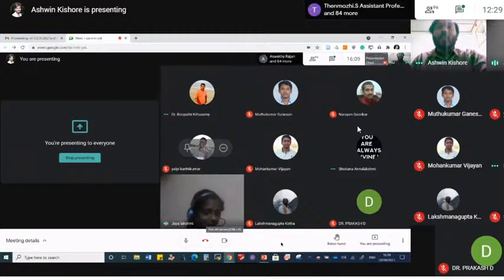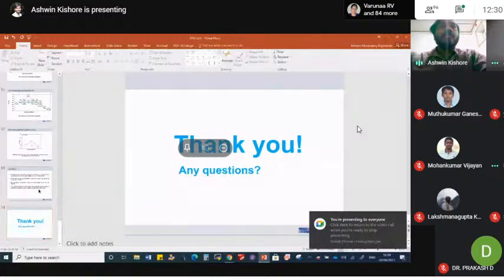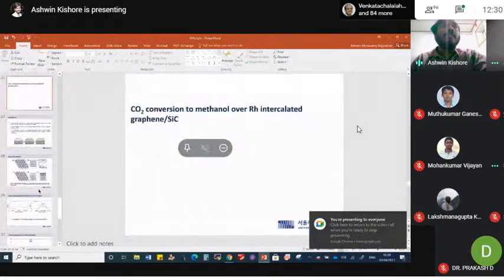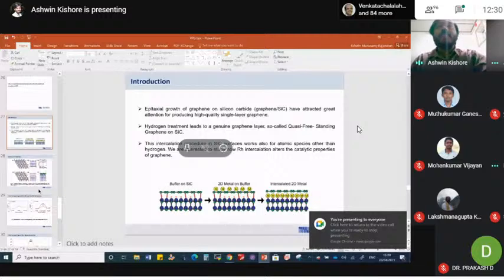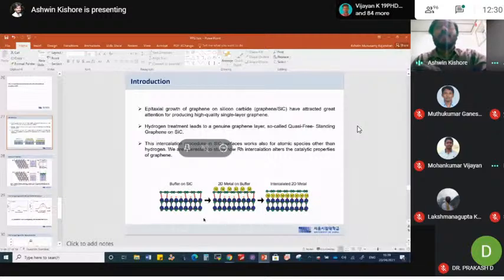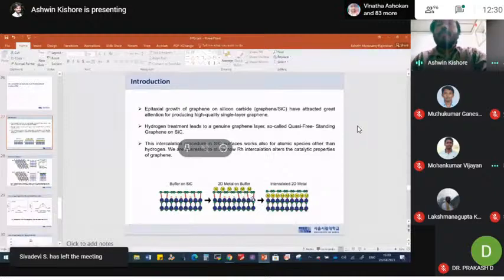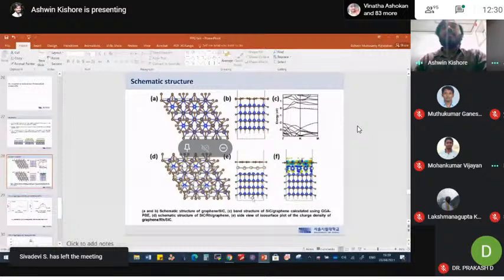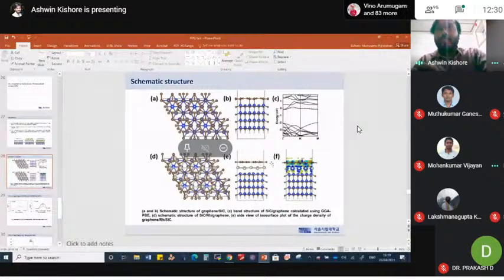Actually, my doubt is, did you not go for any experimental parts, sir? Okay, so this last work is a collaboration with an experimental group. They synthesized this rhodium intercalated graphene. They wanted to see whether the rhodium will form in pristine graphene.